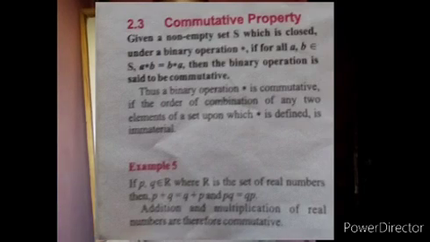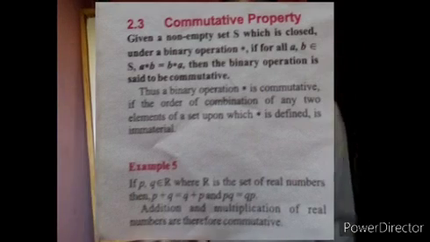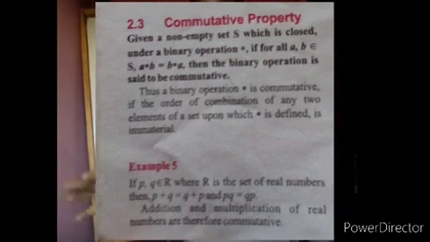You can start from the commutative property. This is a property that applies when you are given a non-empty set S which is closed under a binary operation: if for all a, b elements of S, a operation b is equal to b operation a, then the binary operation is said to be commutative. So basically, if a operates b is equal to b operates a, then that operation is said to be a commutative operation. It is quite explanatory.